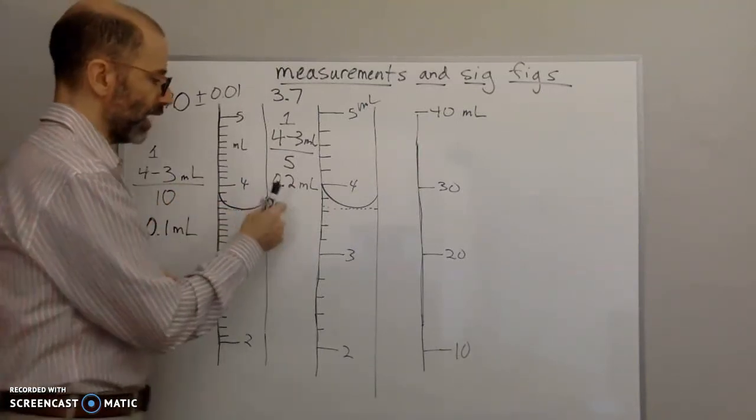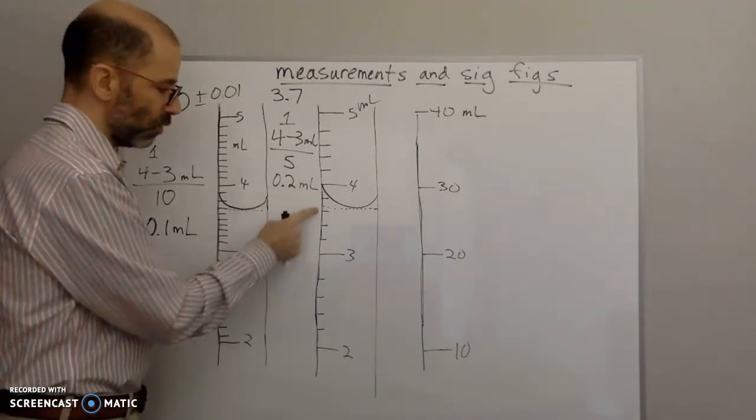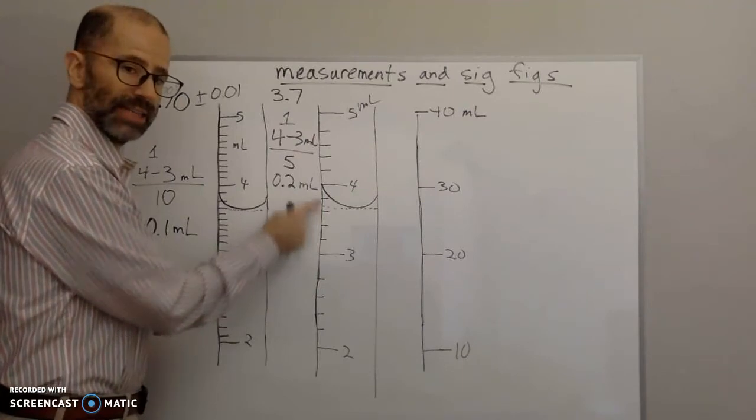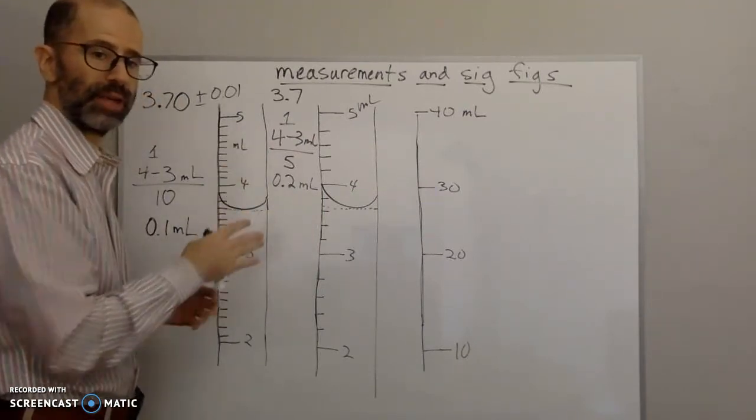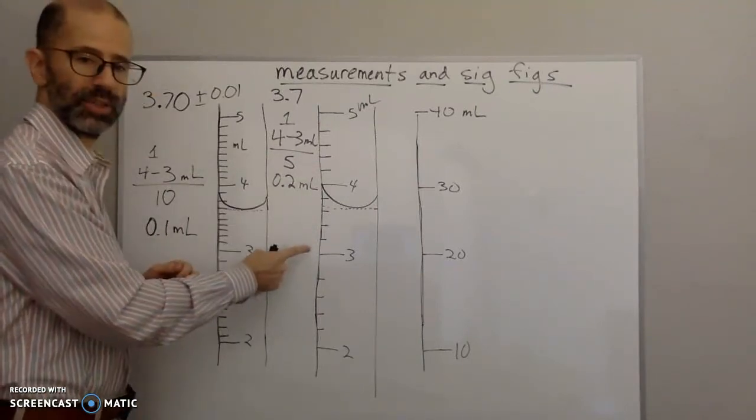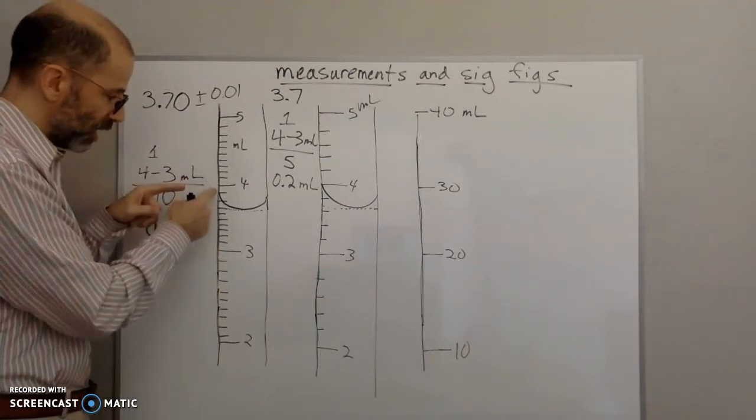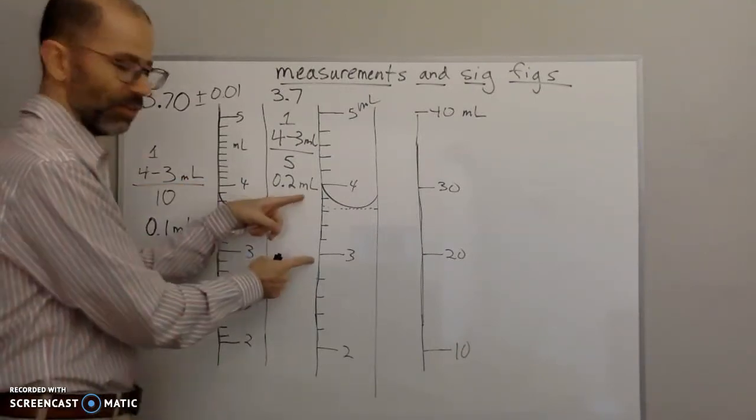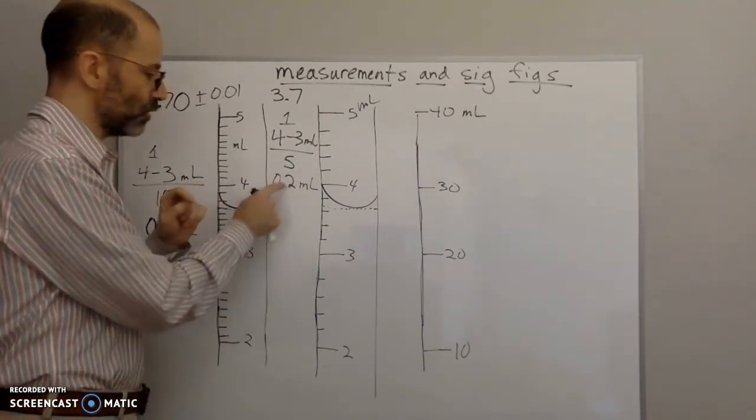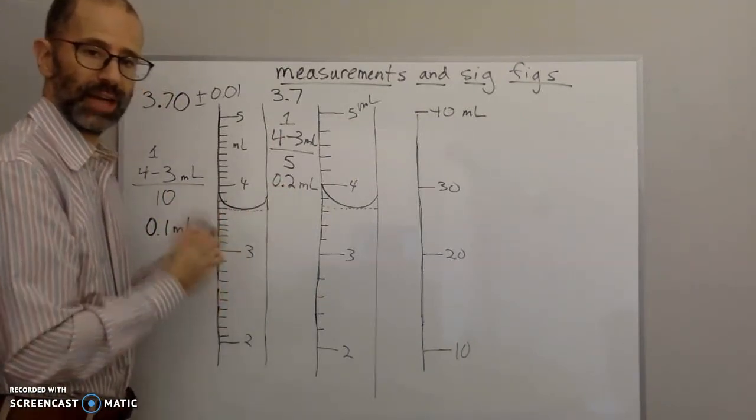So be careful of that. It's really important to know what your increments are, so that way you can figure out what you're allowed to estimate in here. And always remember, you can't estimate more than once. So you got to be very careful with these instruments. If there's fewer than 10 divisions, you got to be careful about how you estimate your last digit.